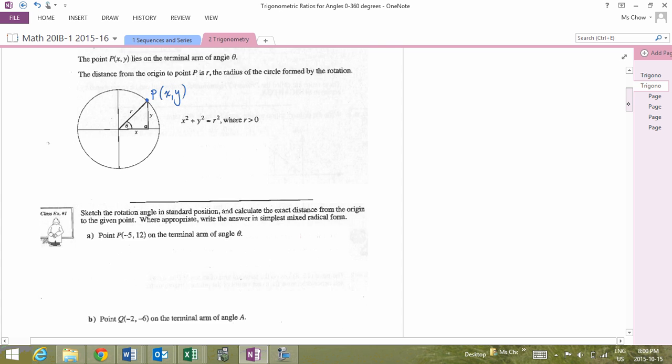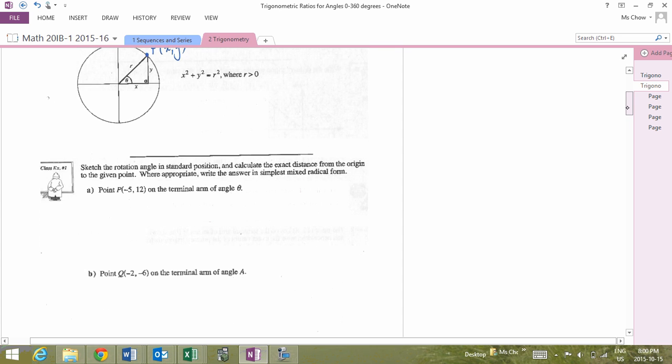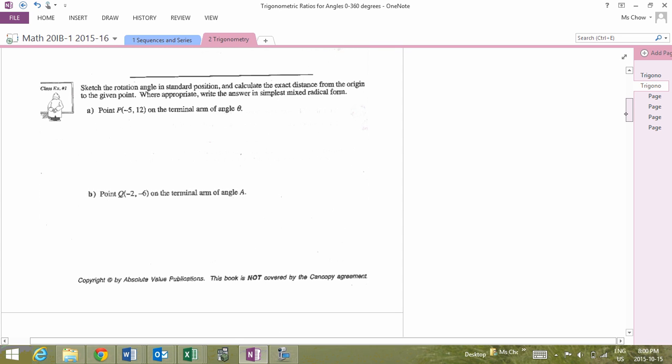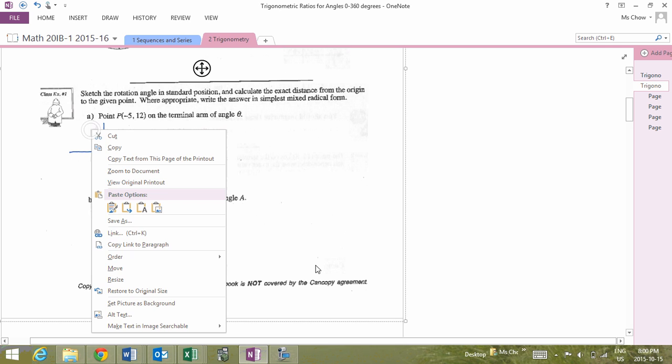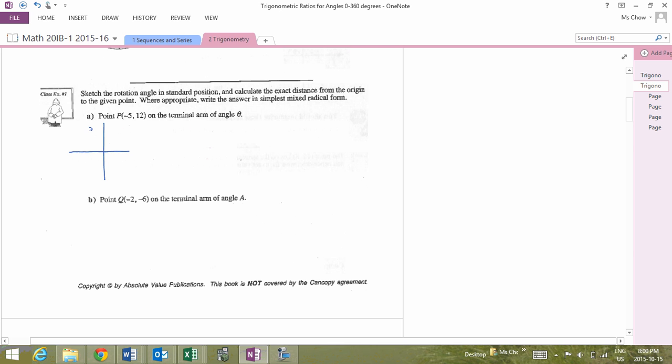So let's take a look at class example number 1. It says sketch the rotation angle in standard position and calculate the exact distance from the origin to the given point. So if we take a look at this, at -5, +12, we're looking at, again, approximately right up here. And so that is -5, 12. And that is on our terminal arm.